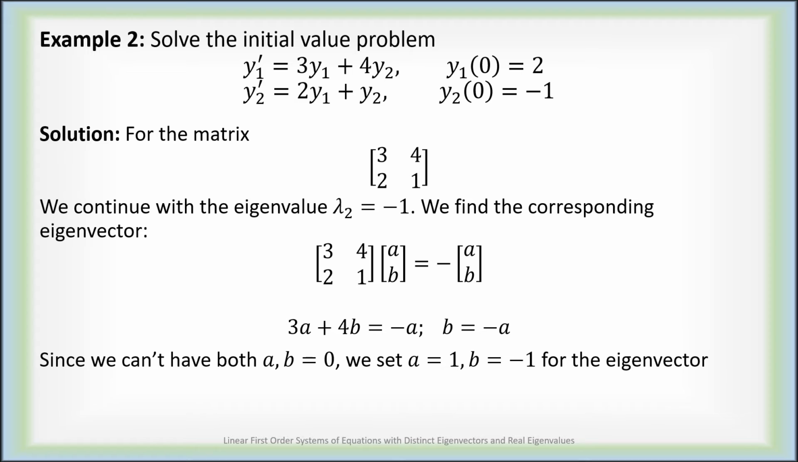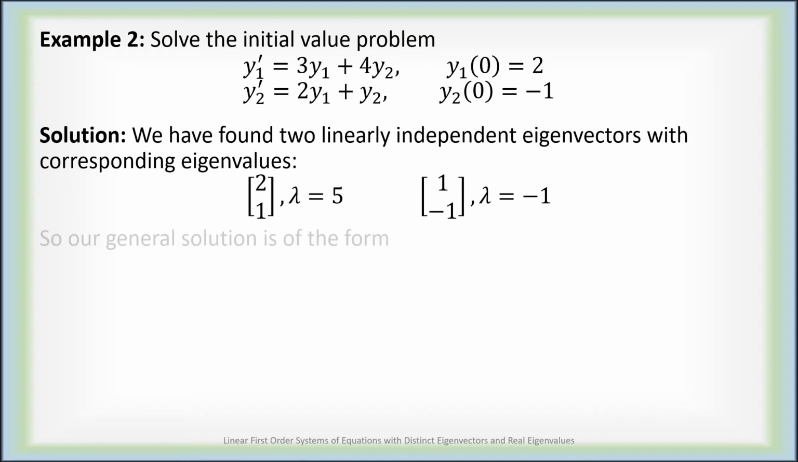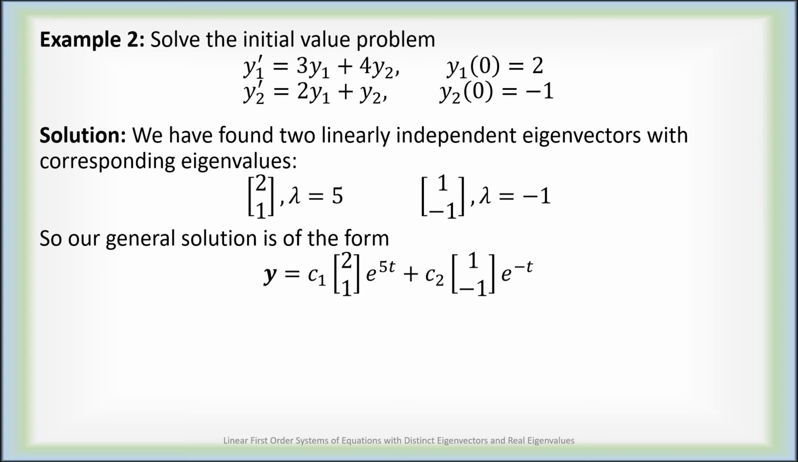They can't both be 0, so let's just find any solution we can. How about a equals 1 and b equals -1? Well, that gives us the eigenvector (1, -1) corresponding to eigenvalue -1. So we have found two linearly independent eigenvectors, (2, 1) and (1, -1), with eigenvalues 5 and -1 respectively. So a general solution is a linear combination of the column times e to the eigenvalue times t.